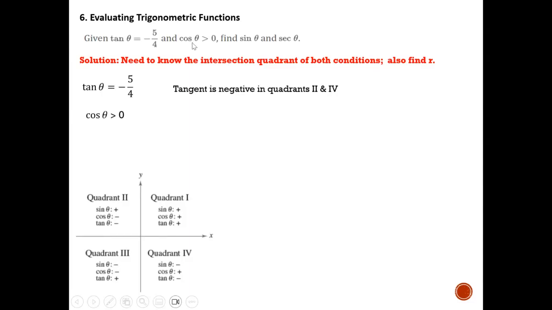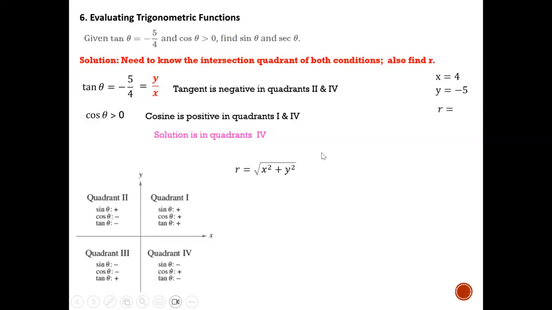Now, where is the cosine positive? It's going to be positive in quadrant 1 and quadrant 4. So the intersection is quadrant 4, which means my answer is in quadrant 4, right? Which means that everything with a sine is negative, everything with a cosine is positive, everything with a tangent is negative. Okay? So the tangent of theta is equal to y over x, which means that my x is 4, right? Because it's positive, according to the condition, and my y is negative 5.